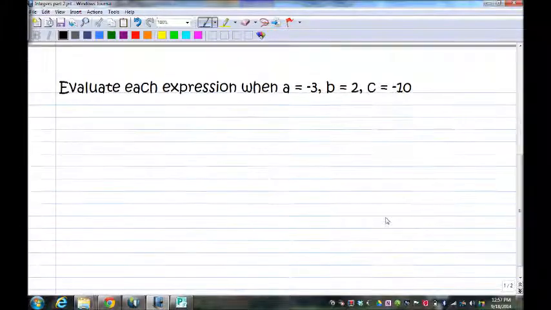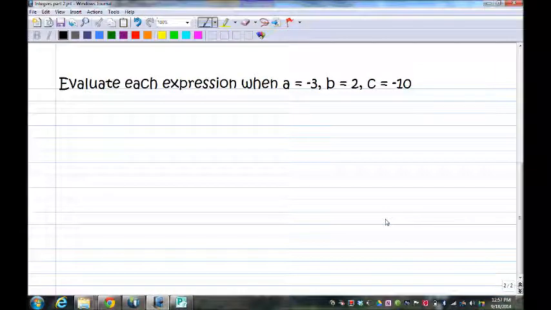Moving on! Here, evaluate each expression when A is equal to negative 3, B is equal to 2, C is equal to negative 10. Now, there's nothing written here, so I'll write something. I'm going to do A squared B. First thing you want to do is substitute. In other words, take the values that are up here and put them in for the variables.